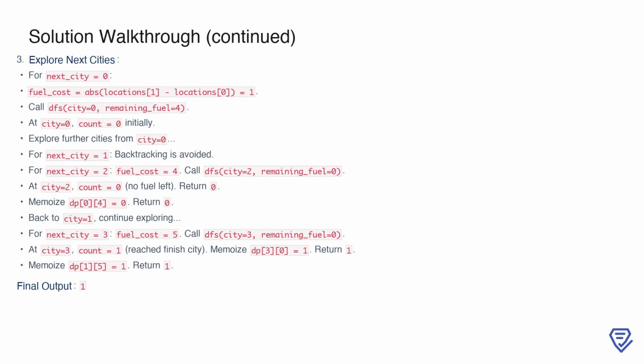Returning to city 1, the function then considers city 3, which is the finished city. The fuel cost of 5 exactly matches the available fuel, so we reach the finished city.